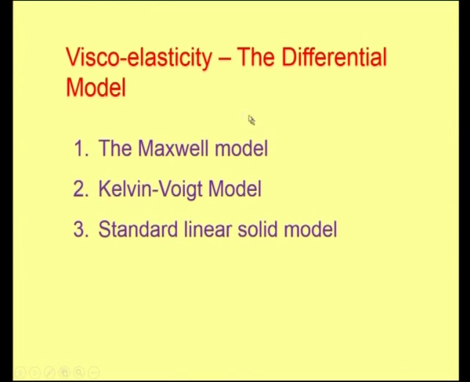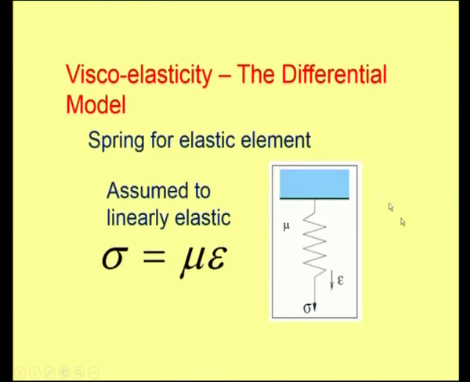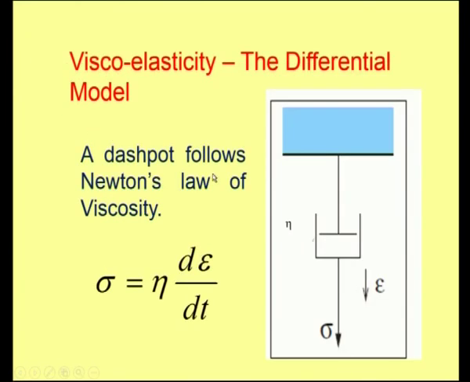So in this episode we will concentrate only on the Maxwell model. The Maxwell model consists of a spring as an elastic element, which is a typical example for Hooke's law, that is, the applied stress is directly proportional to the strain, and mu is the spring constant. The second element is the dashpot. A dashpot follows Newton's law of viscosity.